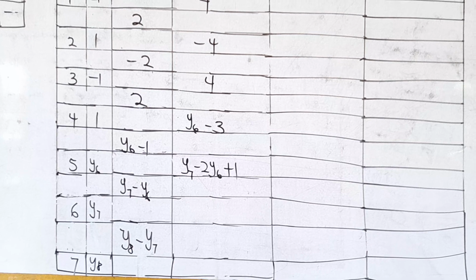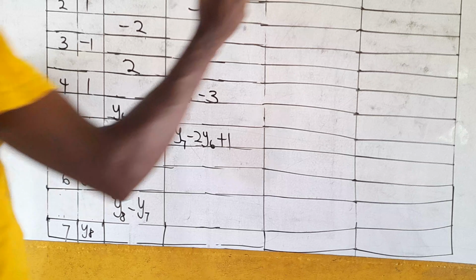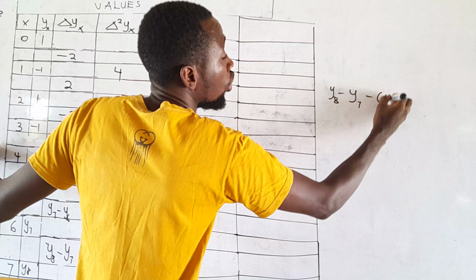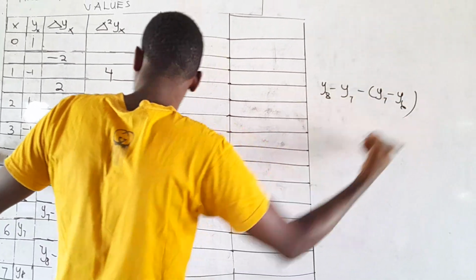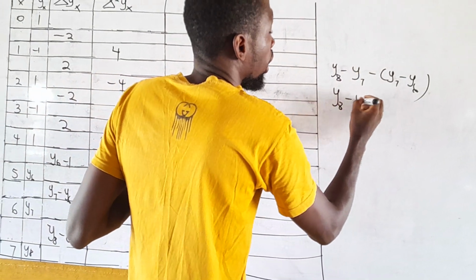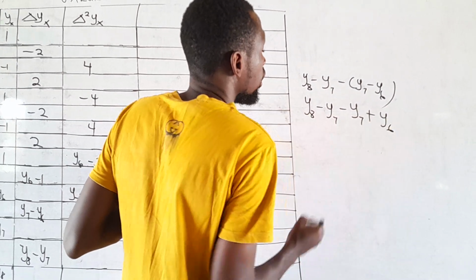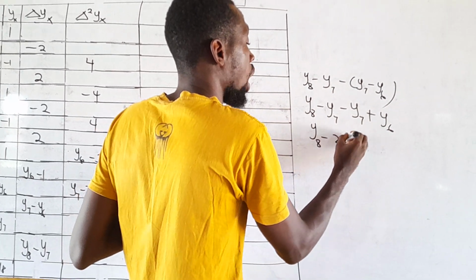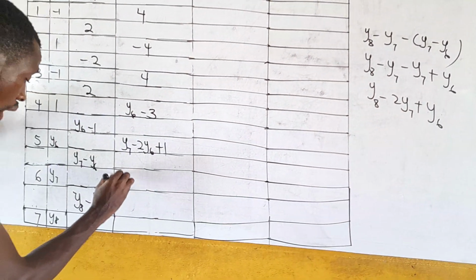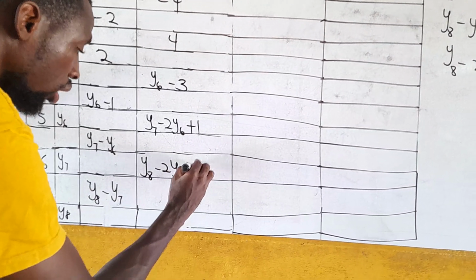So our next one will be y8 minus y7 minus y6 minus y7 minus 1. So we have y8 minus y7, then minus y7 minus y6. That's this minus that. So we have y8 minus y7 minus y7 plus y6. We have y8 minus 2y7 plus y6. So this place will be y8 minus 2y7 then plus y6.